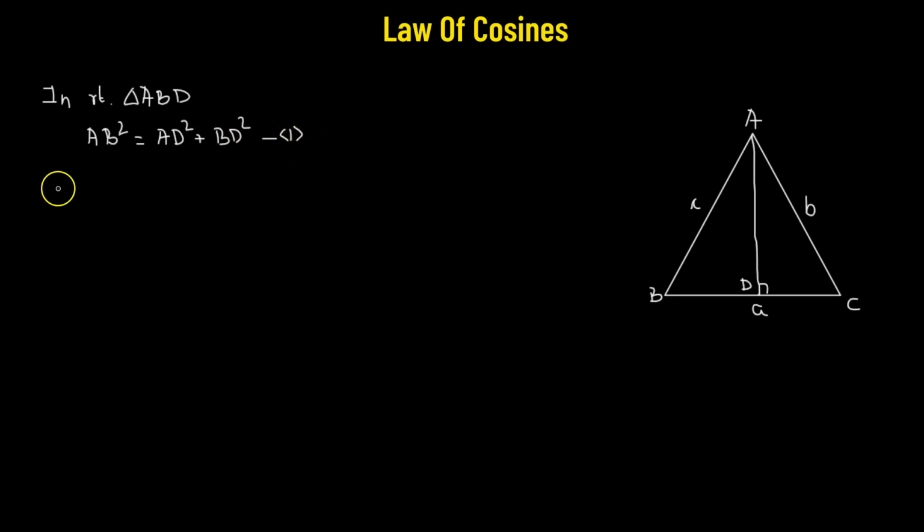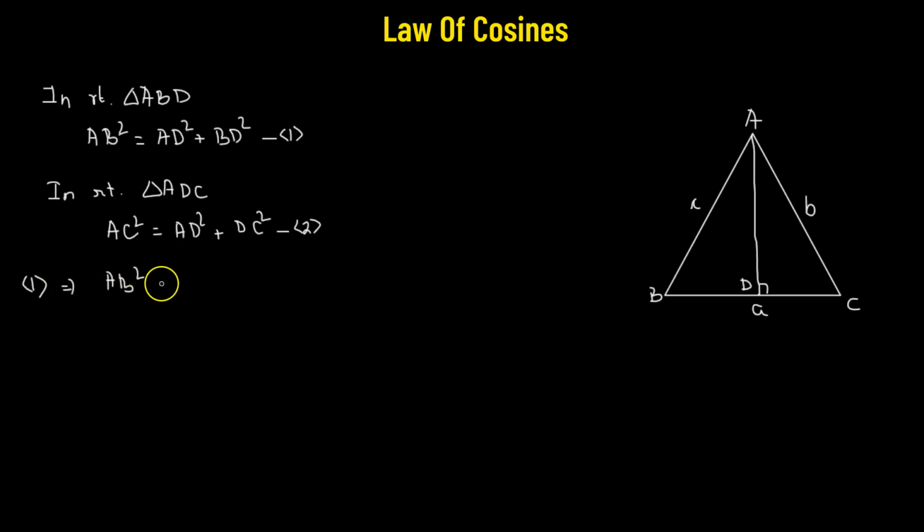Then we're going to consider the second triangle. So we have the other right angle triangle, which is triangle ADC. So here also we can apply the Pythagoras theorem. Then in this case, we'll get AC squared equals AD squared plus DC squared. So let this be equation number 2. Now let's start with number 1. So we have equation number 1. So we are going to use it.